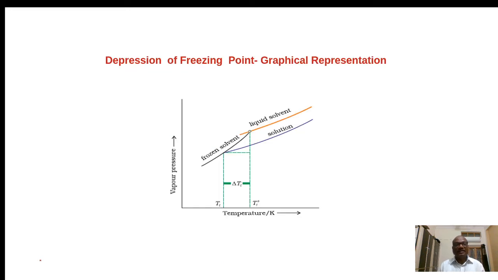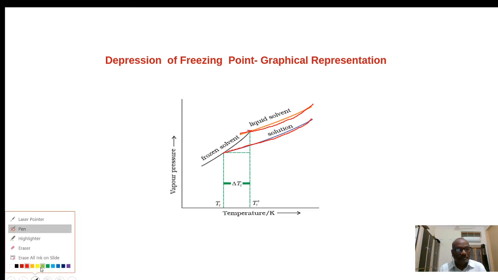So in this graph, you can show the concept of depression in freezing point. This graph is drawn between vapor pressure versus temperature. This is a liquid solvent. As the temperature increases, vapor pressure increases. This is given for the solution, means solvent plus non-volatile solute. The vapor pressure of solution is less than the solvent. Clearly, we can observe this.